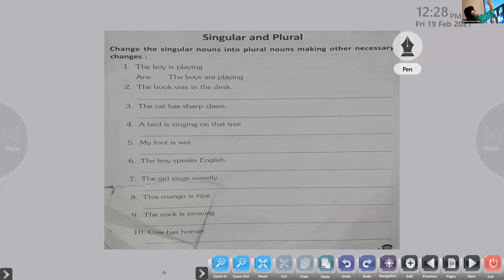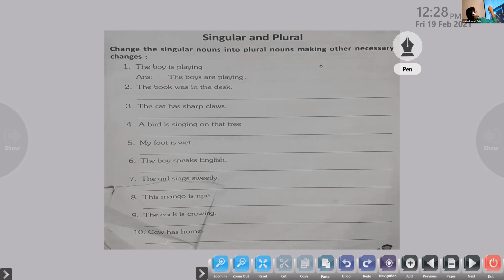So the first one is, the boy is playing. How do we make the necessary changes? The boys are playing. We have already learned about subject verb agreement. If the noun or the subject is singular or plural, accordingly, the verb also changes. Okay, so let's move on to it.